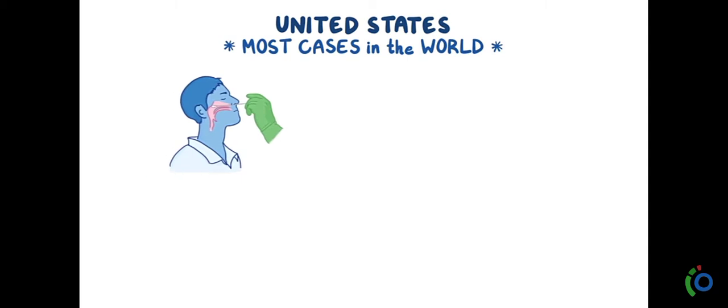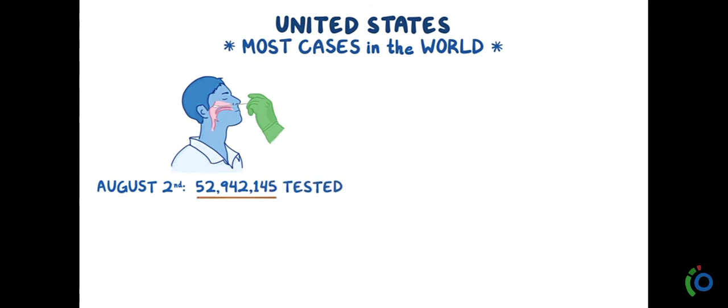Next, let's look at the United States, which has the most cases in the entire world, and where the number of cases continues to rise quickly. In terms of testing, based on August 2nd data, the U.S. has about 52,942,145 people tested out of a population of over 332 million, which works out to 1 out of every 6 people.